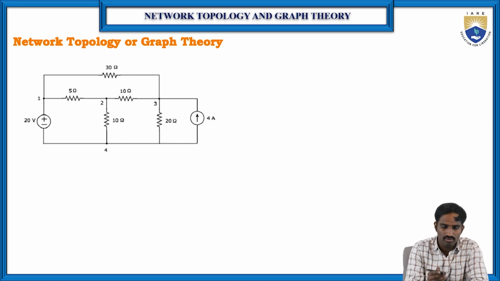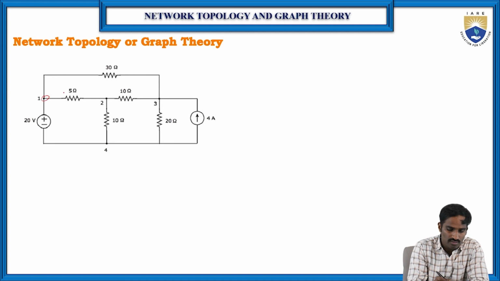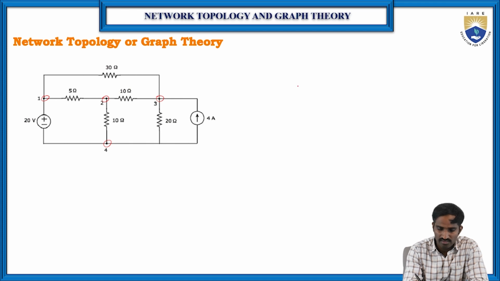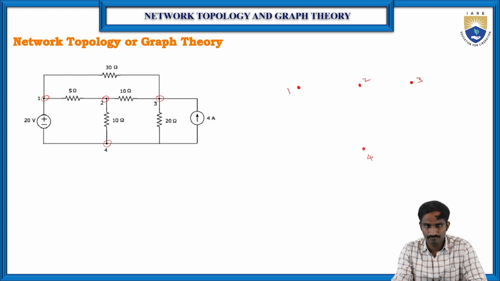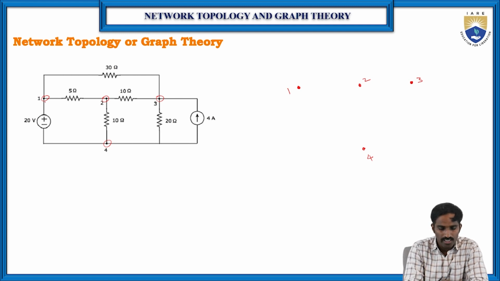They have already given it: this is node 1, this is node 2, this is node 3, and this is node 4. So let us indicate the same here: node 1, node 2, node 3 and node 4. Now in between 1 and 2, how many branches are there? Only one branch is there, and that branch has a passive element, which is a resistor.